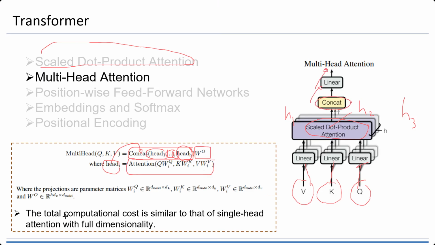The total computational cost is similar to that of single head attention with full dimensionality. So with this mechanism, even though we have many heads, the computational cost is still the same as with the scaled dot product only.